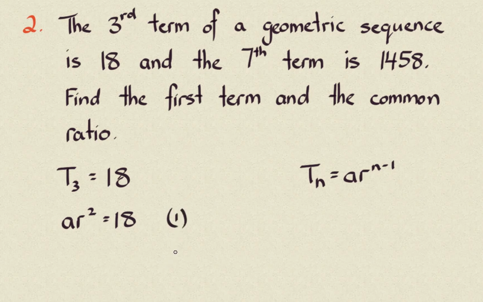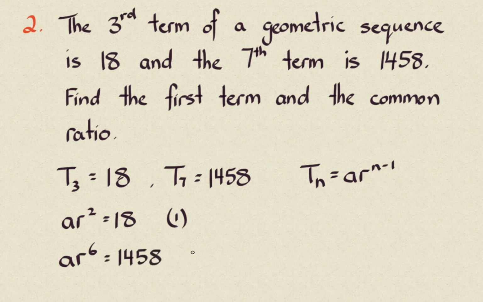Using the second bit of information, term 7, we can do the same thing. So we also know that term 7 is equal to 1458, which means using this term formula that a multiplied by r to the power of 6 is equal to 1458. And so here is our second equation. So we have two equations and two unknowns, a and r. So let's solve them simultaneously.